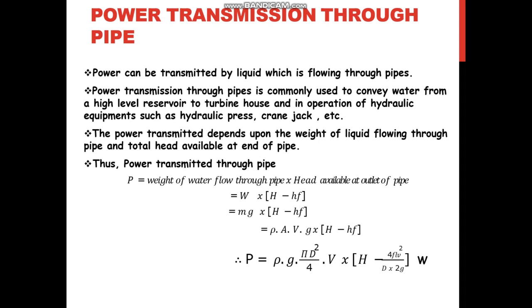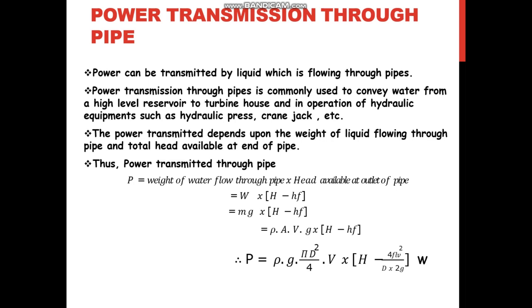So this power transmission through the pipe can also be derived. The power is transmitted by the liquid which is flowing through the pipe, and it is commonly used to convey water from a high level reservoir to a turbine house and in operation of hydraulic equipment like hydraulic press, crane, jack, etc. The power transmitted depends upon the weight of the liquid flowing through the pipe and the total head available at the end of the pipe.